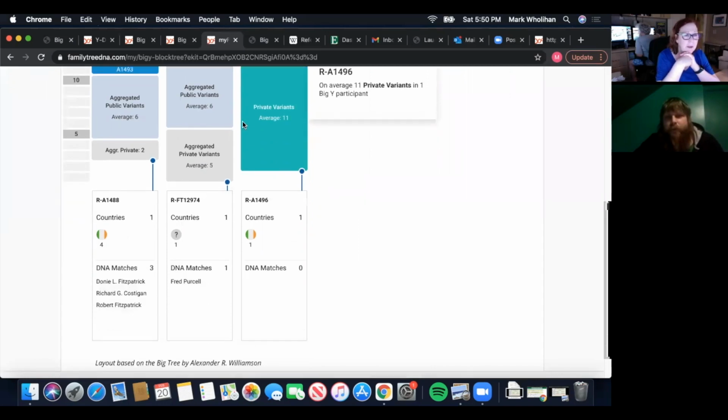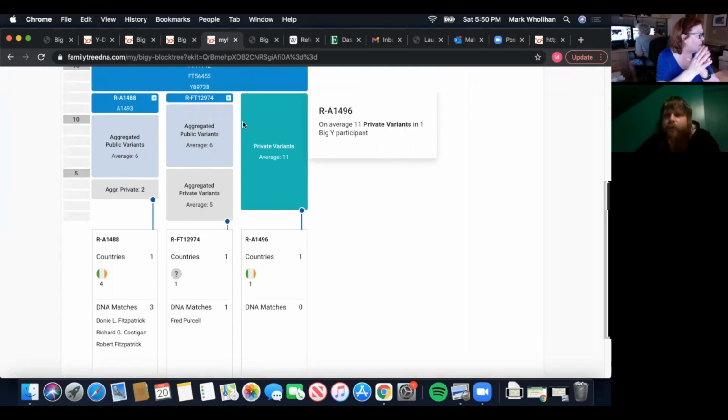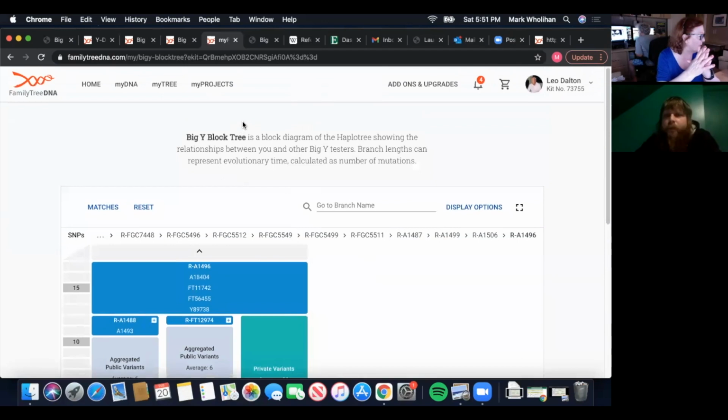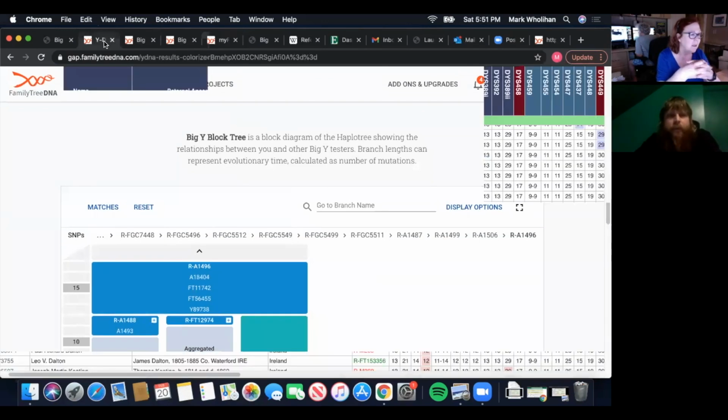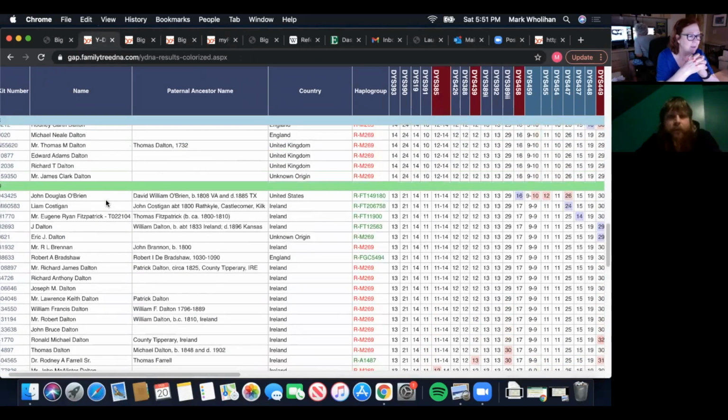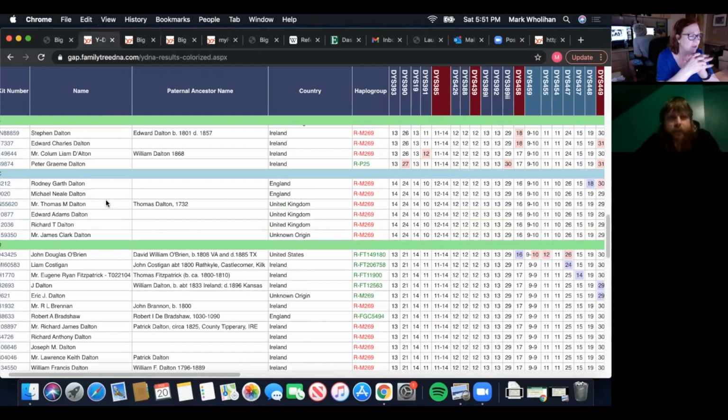There's one thing that I do have a question about that's different from this, and that's from when I looked at the matches at 111 markers. There's a column on the match table that's Big Y STR differences, and the number is 10 out of 618. And what the heck does that mean? Okay, give me one second, I'll show you.